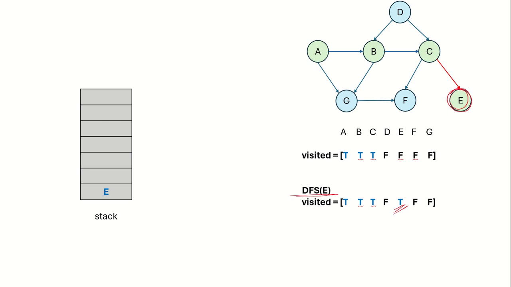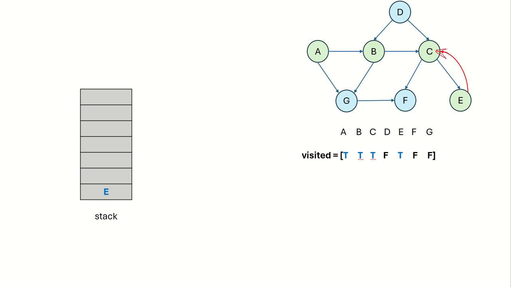So now we will push E, this vertex E, onto the stack. And now we will start our backtrack. So we backtrack from E to its parent, which was C. So we have gone back to C and now we explore other unvisited neighbors of C.